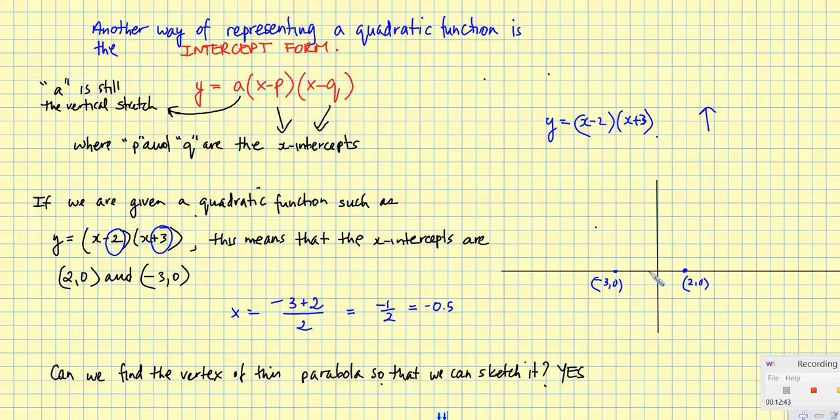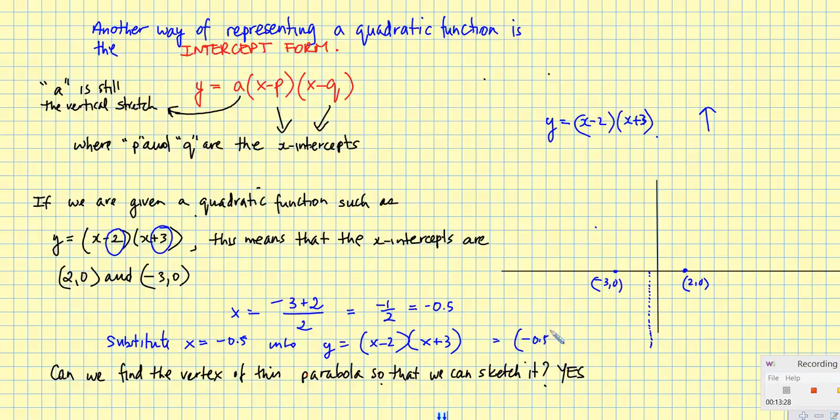So I know that negative 0.5 is my x value, or my axis of symmetry. But in order to be able to sketch the graph, I need to also have the y value. So because I know that the x value going in is negative 0.5, I substitute x equals negative 0.5 into y equals x plus x minus 2 times x plus 3.